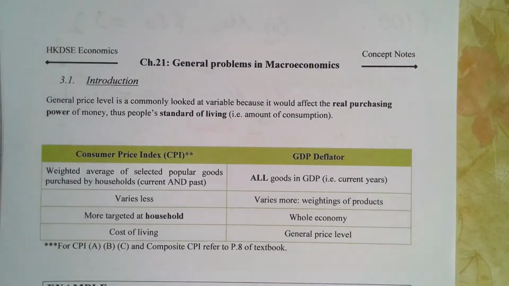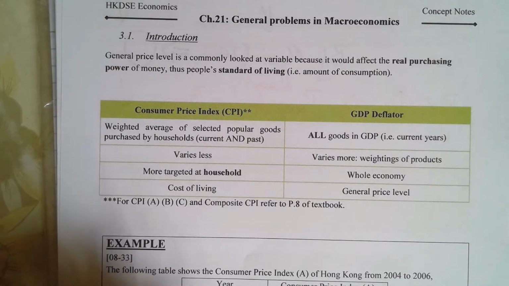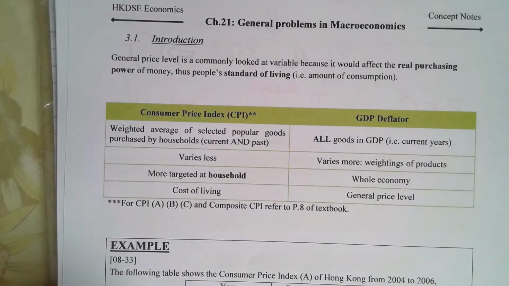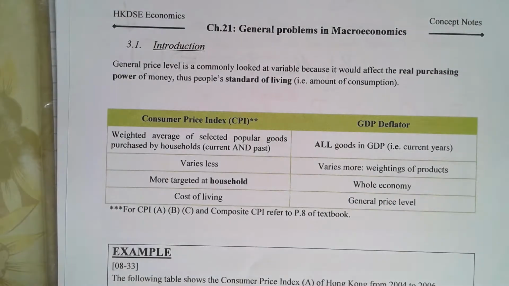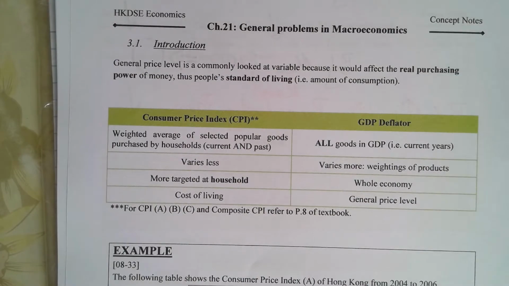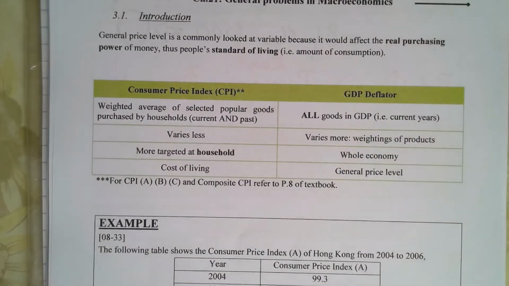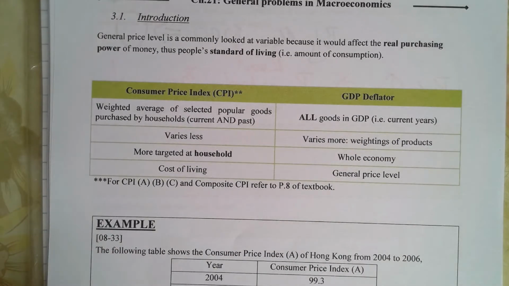Now, in Hong Kong, there are two ways to look at the general price level. I think you have heard of one of them. One of them is called the CPI, in Chinese 消費者物價指數. Another one, we have learned this in GDP, we call it the GDP deflator. We are not going into the mathematical parts of these two. Let's quickly look at what these tools are.